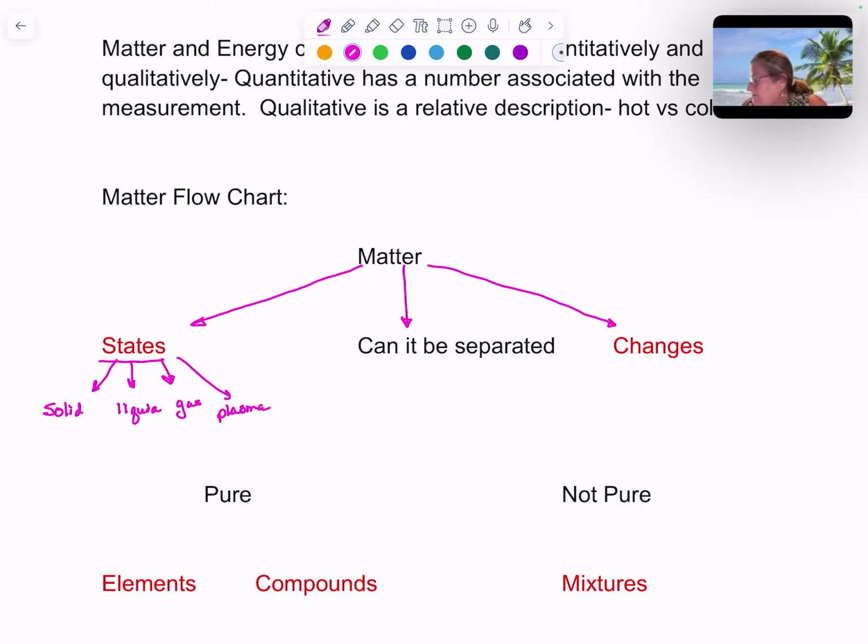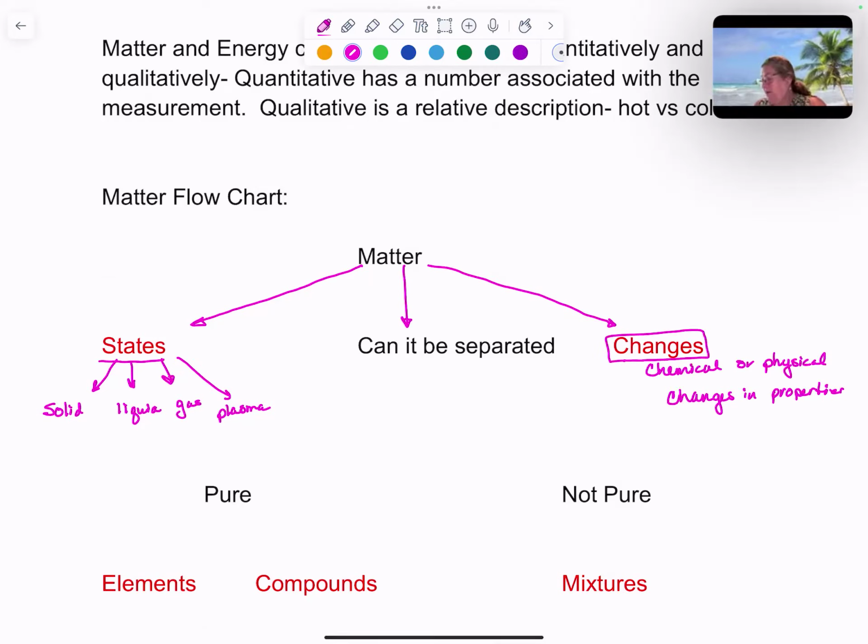Changes, we can have chemical changes or physical changes. And these are based on changes due to the properties. And we'll go deep into the different properties and the types of changes and what indicates a chemical reaction in the video on changes.